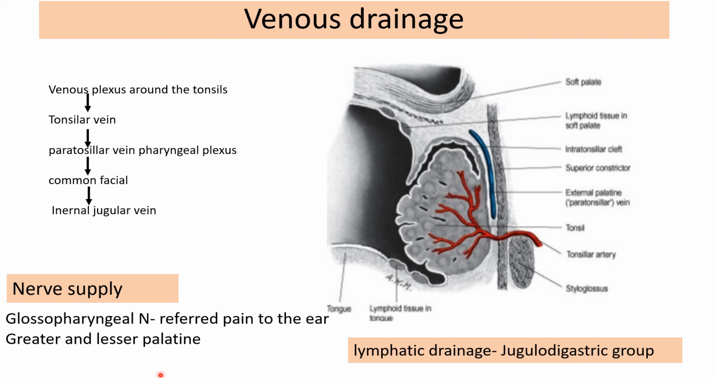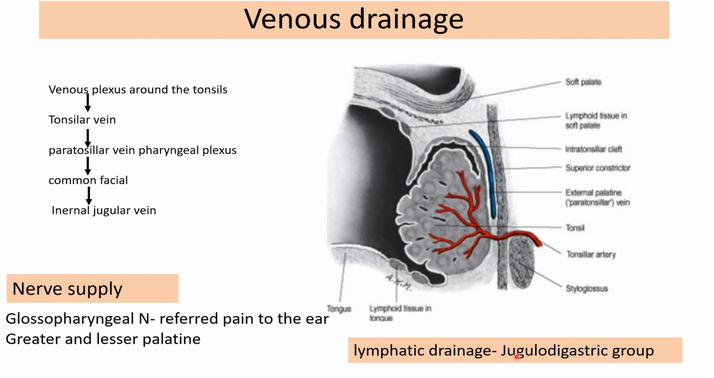Let's see the nerve supply. The sensory supply is by the glossopharyngeal nerve and the greater and the lesser palatine nerves. Remember, the glossopharyngeal nerve supplies the tonsil, and it also supplies the tympanic cavity. So whenever there is an inflammation of the tonsils, pain can occur in the ear because of this referred pain. The supply is the same by the glossopharyngeal nerve, so referred pain can be felt in the ear when there are enlarged and inflamed tonsils.